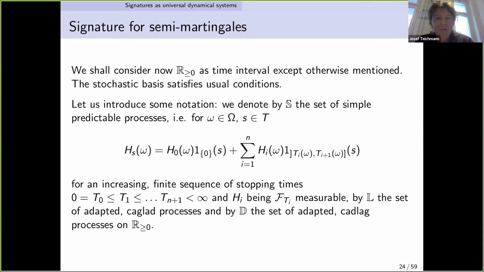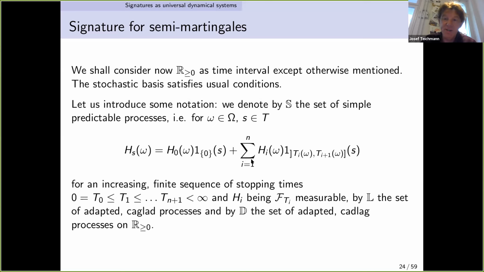So we take running time, the non-negative real numbers, and we consider three sets, three vector spaces actually. The first vector space are the simple predictable processes. So these are piecewise constant, left continuous, right limit, adapted processes. Yeah, left continuous, right limit, and adapted, I have to be more precise, actually predictable. So the H_i is measurable with respect to the left endpoint of these intervals where you jump. Yeah. So these are so-called simple predictable processes.